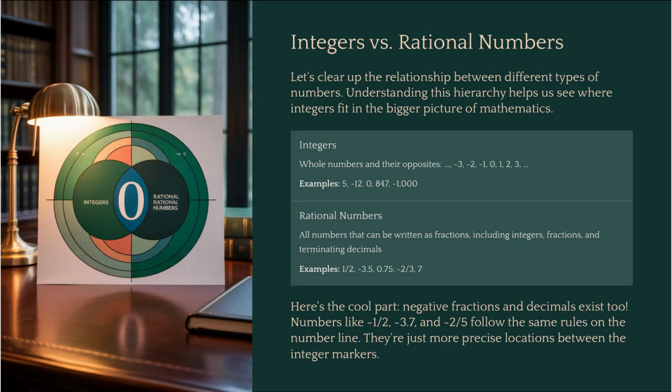It's important to know that negative numbers aren't just for whole numbers. Integers are the whole numbers and their opposites, but the broader group is called rational numbers. Rational numbers include negative fractions, like -1/2, and negative decimals, like -3.5. These all follow the same rules. They are located to the left of 0 on the number line.